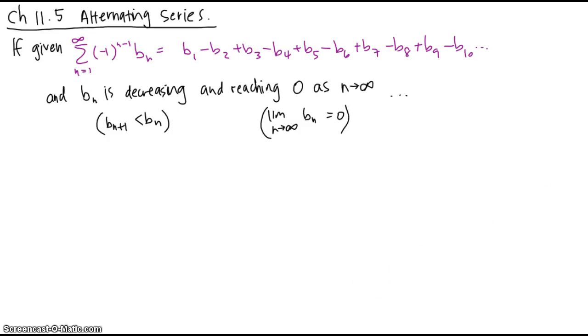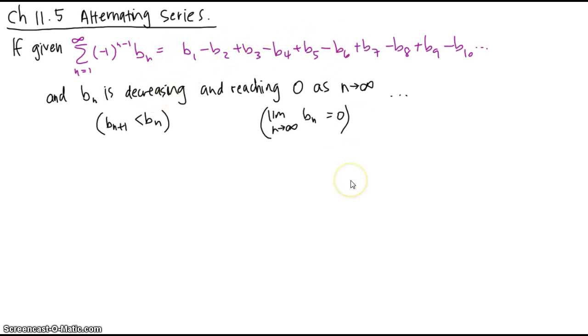Chapter 11.5 is the alternating series. Now, when we talk about the alternating series, we are talking about a very particular alternating series. The alternating part means that it switches from positive to negative to positive to negative, and it could start negative, positive, negative, positive. The starting doesn't really matter.